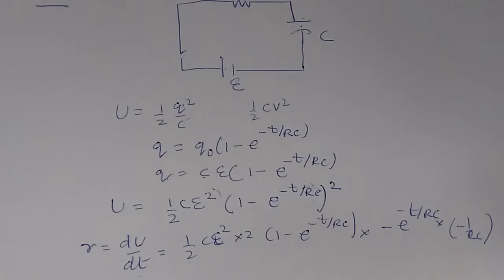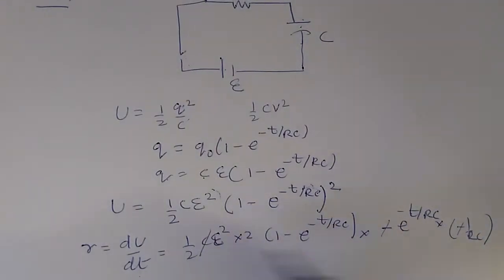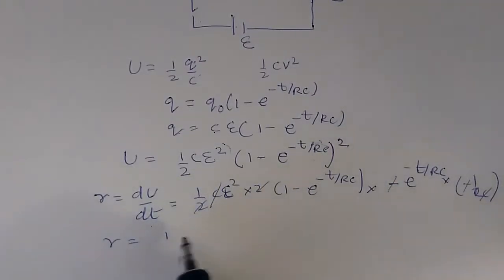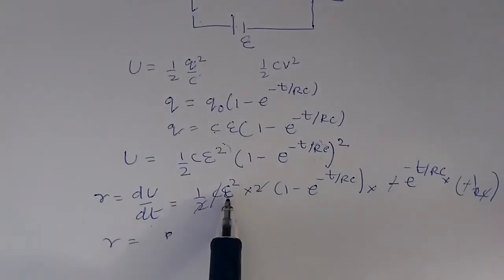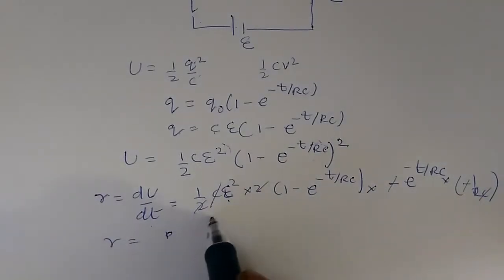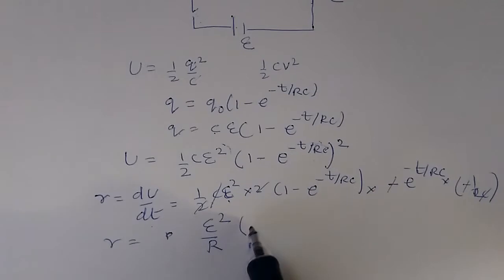So it can be simplified a little bit. Minus minus cancel, this C cancels with this C, so we get R equal to half. Okay, one more thing, this 2 cancels the half, so there is no half here. E square divided by R, we will just call it E, not epsilon, just for the sake of convenience.